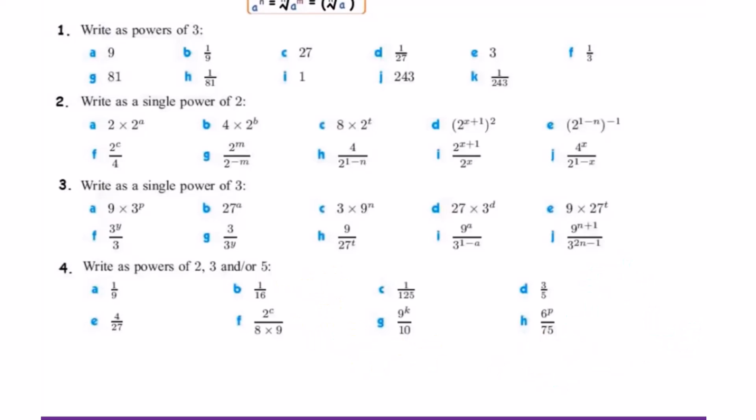For the j part, you got 3 to the 2k's power. Then 10, I can write down 2 times 5. So the final answer will be 3 to the 2k times 2 to the negative 1st power times 5 to the negative 1st power.